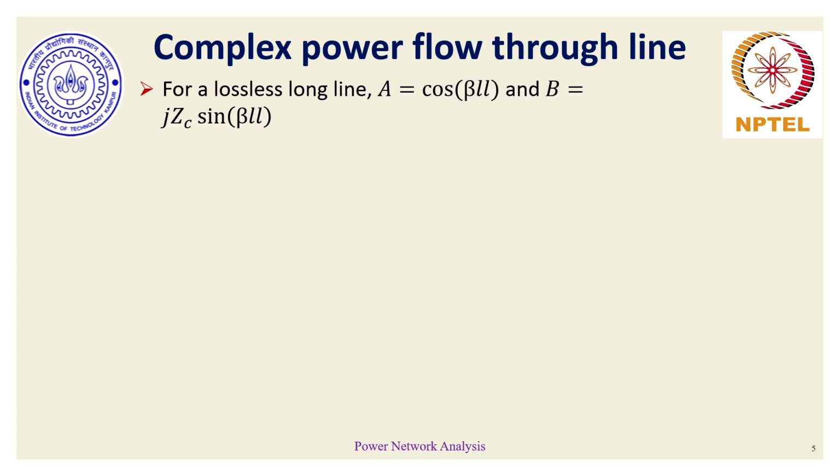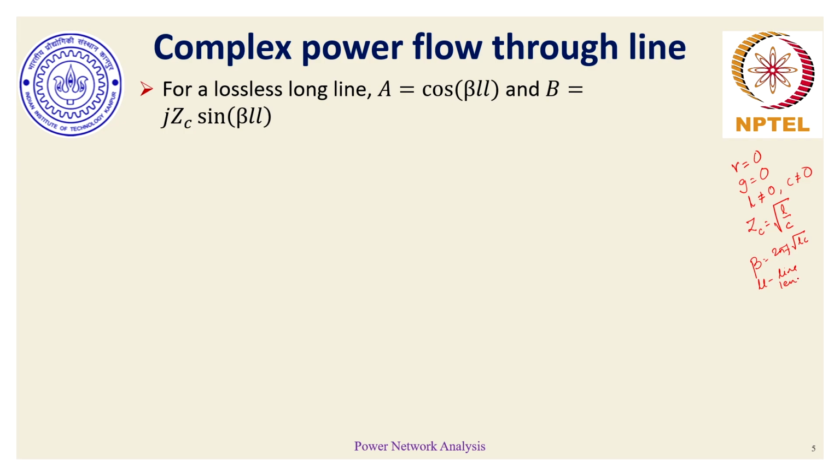For a lossless long line, we mean the per unit resistance is 0 and the per unit conductance is 0, while the per unit inductance and capacitance need not be 0. Specifically for surge impedance loading of a lossless long line, the surge impedance, or characteristic impedance, is a pure resistor, and the phase constant beta is equal to 2 pi f root LC, where small l is the line length.